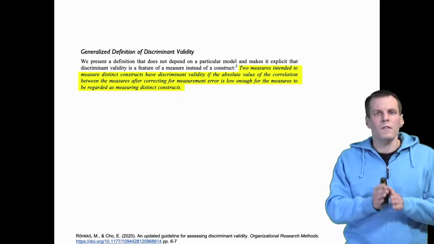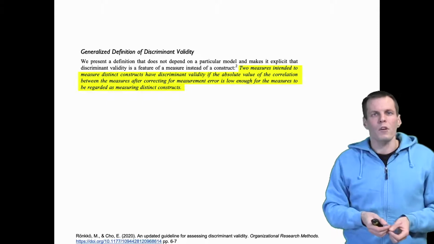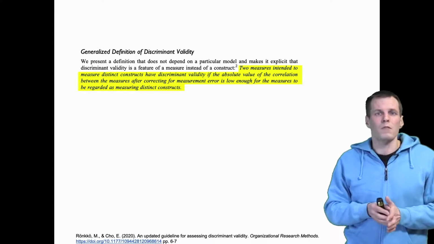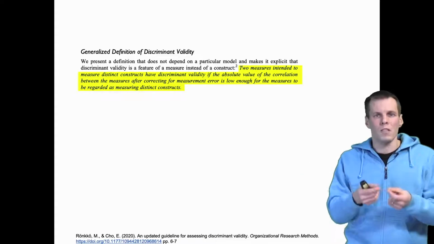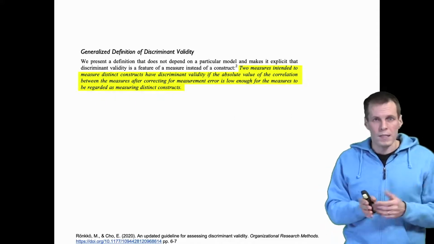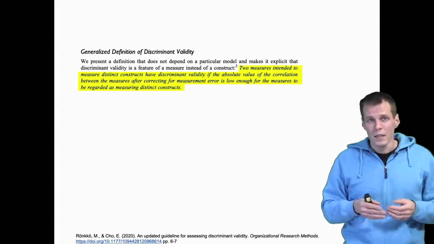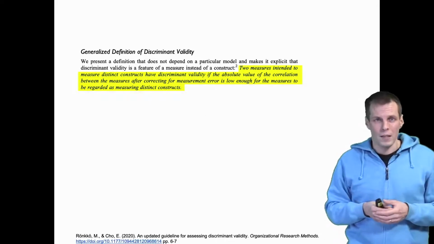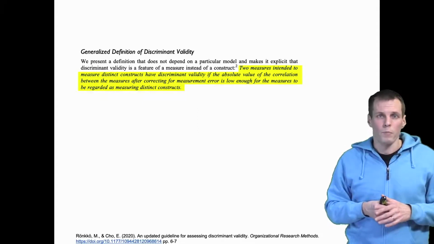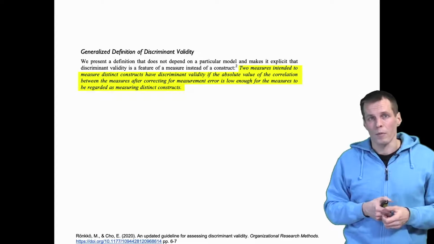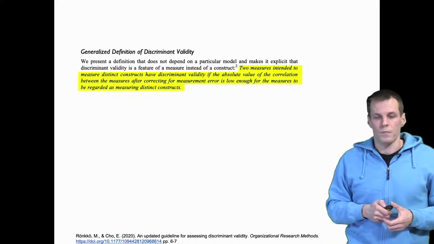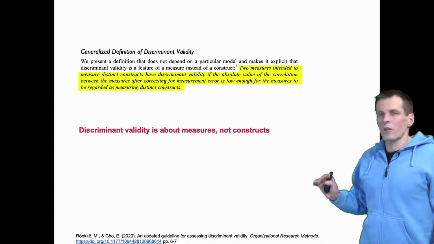So we need to take the effect of measurement error into account, because a low correlation between items can be not only because the items measure two different things, but it's also possible that the items measure the same thing and they're just unreliable. For example, if you have items that depend linearly on the same common factor and the factor loading is 0.7, then the correlation between the items is going to be 0.49. And that would be a problem if we wanted to claim that the two items measure two different things. So discriminant validity is about measures, not constructs.